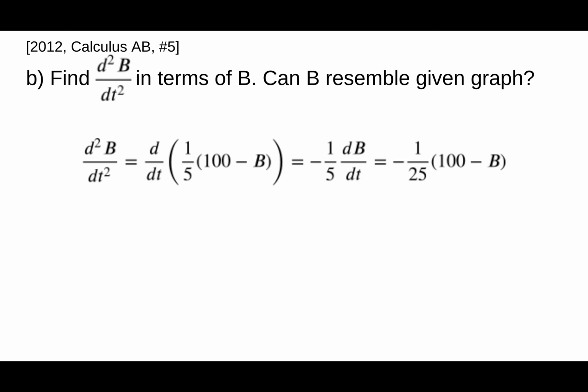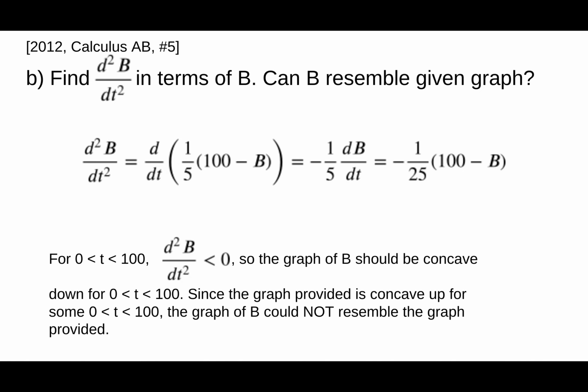So we're going to have 1/5 of 100 minus b times, 1/5 times the derivative of 100 minus b, which is just going to be negative 1 dB dt. All right, so if we move the negative out, we get negative 1/5 dB dt. We already have an expression for dB dt. That's 100 minus b times 1/5. Negative 1/5 times positive 1/5 is negative 1/25 of 100 minus b.